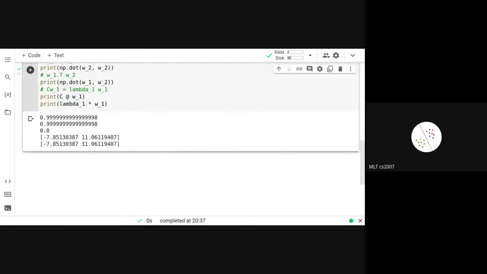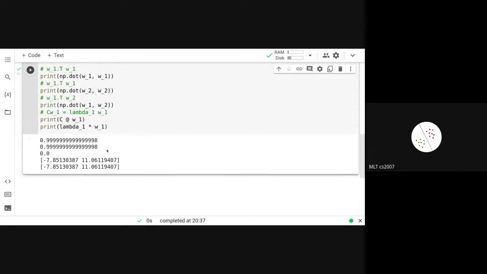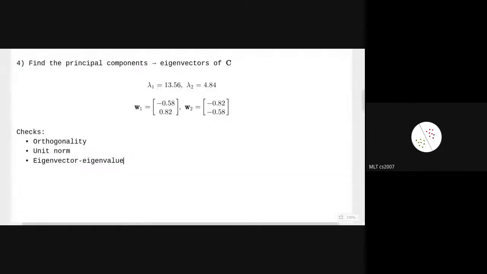So we have convinced ourselves that these are indeed the principal components of this data set. Roughly speaking, this is what we need to understand. We are done cross checking. This is just cross checking. If you trust NumPy, you don't need to do this, but just to be safe.